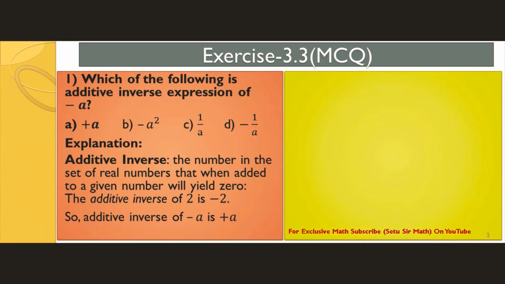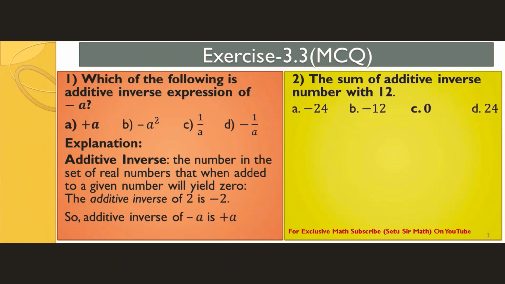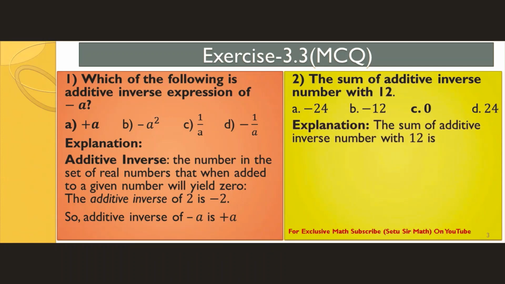So next question. The sum of the additive inverse number with 12. That means we have to do the sum with the additive inverse of 12. So these are the options. As you can see, this is the answer, the bold one, 0. So let's see the explanation.